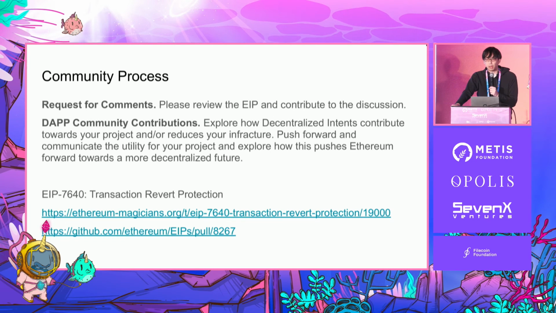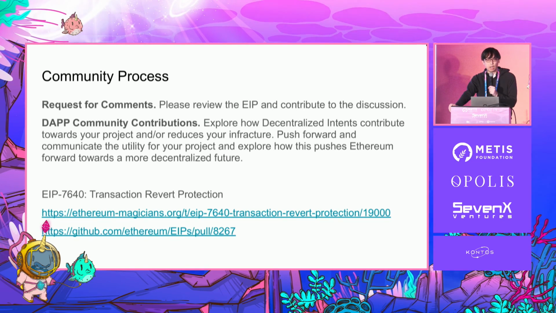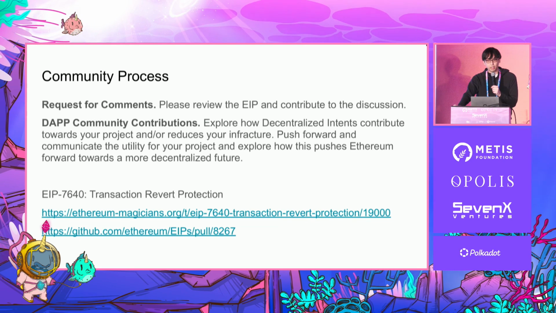So in terms of community process and how you can help, the EIP was just uploaded a couple days ago. Please review, comments appreciated. And if you're building dApps, I do think intents are coming. I think it's a big deal. I think you should be biased towards decentralized approaches. And decentralized approaches means you're operating on a public mempool, or maybe even the builders are publicly gossiping your transactions. And hopefully this can push forward Ethereum towards a more decentralized future. Thank you.